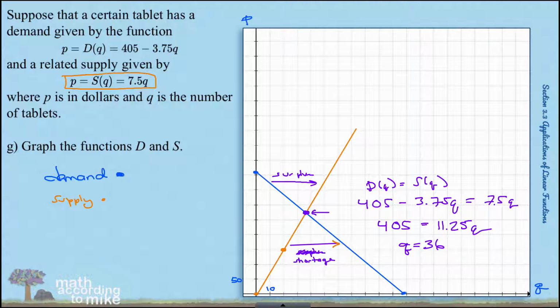Okay? But then to find the point, you need both coordinates. So we only have Q to be 36, so now we need to find P. It's easier to put the Q back into the supply function, which I already have in a box there. So 7.5 times 36 would give you 270. So when the price is $270, 36 tablets would be demanded and supplied. So they would sell out. No surplus, no shortage. Everyone's happy.